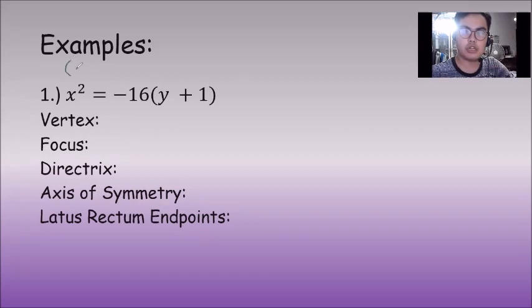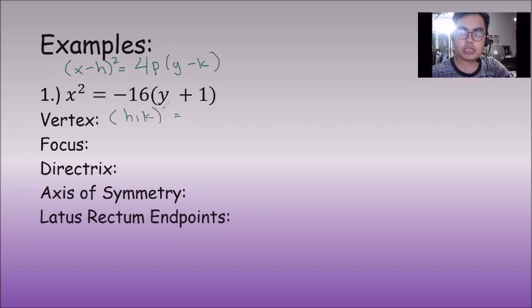So we can recall the standard form of the vertical parabola. Our vertex of the parabola is h and k. In order to look for h, we're going to relate x minus h with x. Using the subtraction property of equality, we subtract x from both sides. So x minus x is equal to 0, and therefore h will be 0.